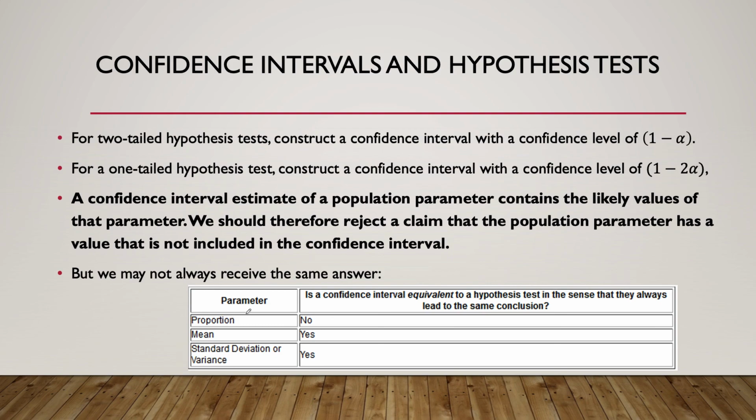For a proportion, the confidence interval is not equivalent to a hypothesis test, in the sense that they would not always lead to the same conclusion. For the mean, the confidence interval is equivalent, and they should lead to the same conclusion. The same thing for the standard deviation or variance. But for the proportion, though, it's not as clear-cut.